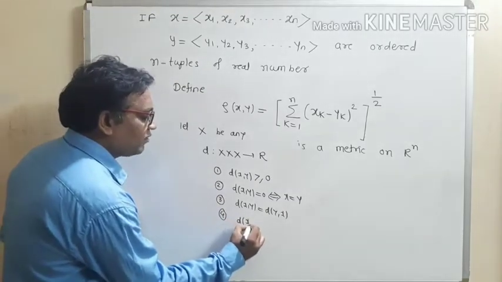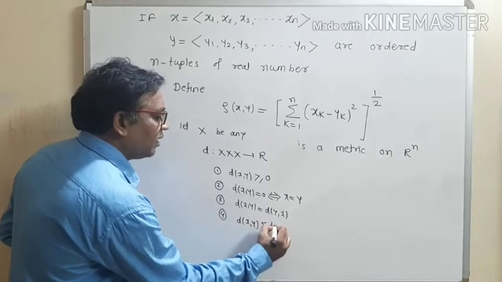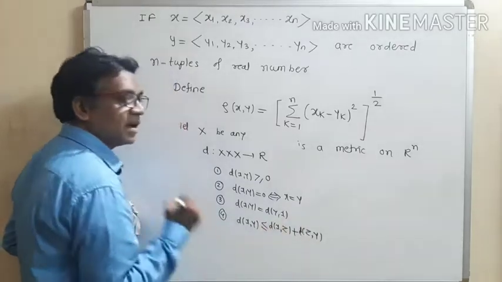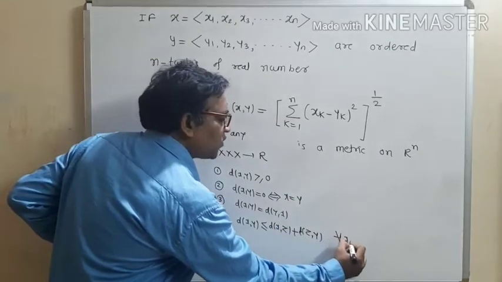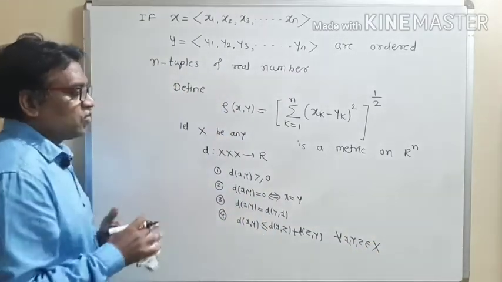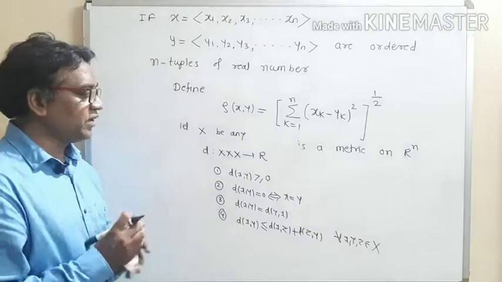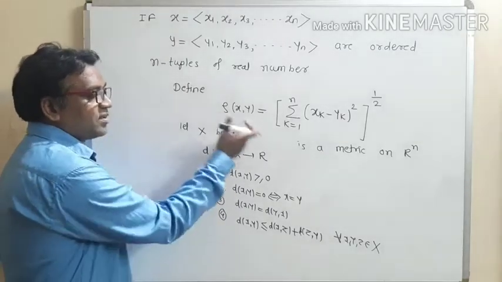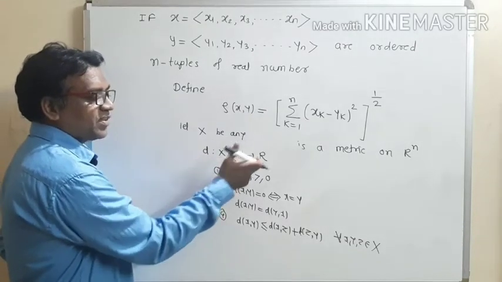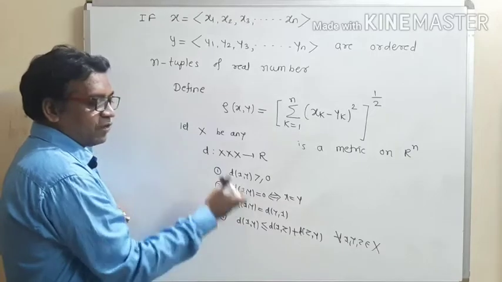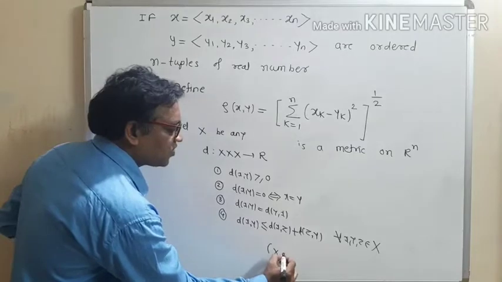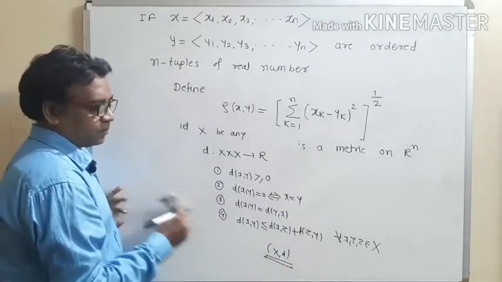So this is the triangle inequality. Distance of xy less than or equal to distance of xz plus distance of zy, for all x, y, z belongs to this non-empty set X. So see, this is the definition of metric space. What is the definition? If X is any non-empty set and if D is a mapping from X cross X to R satisfying these four conditions, it is called the metric, and this pair (X, D) is called the metric space.